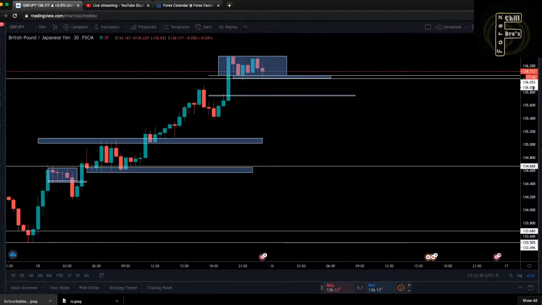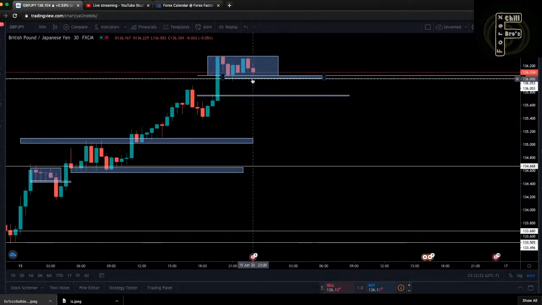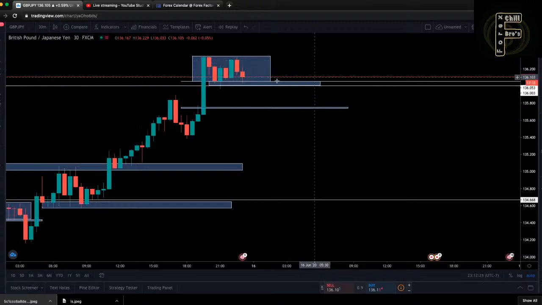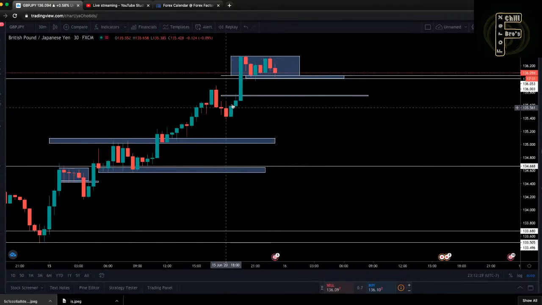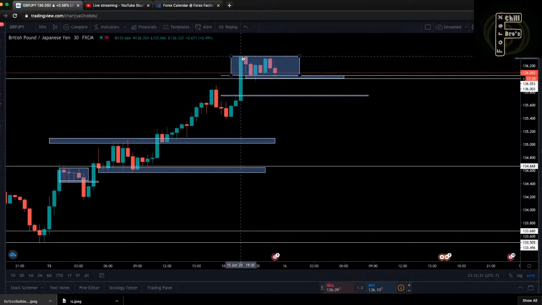The 30 minutes, we still have like 17 minutes to go. We're still in the range, so we just wait. Price from the support, from the resistance. This was the Asian high. This was the resistance. Now it formed the support.